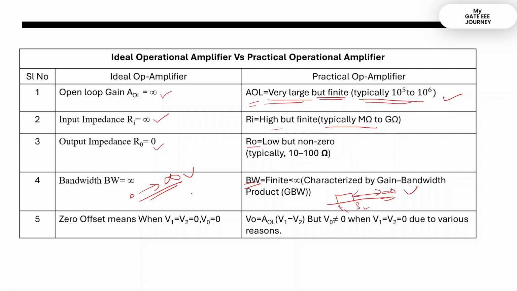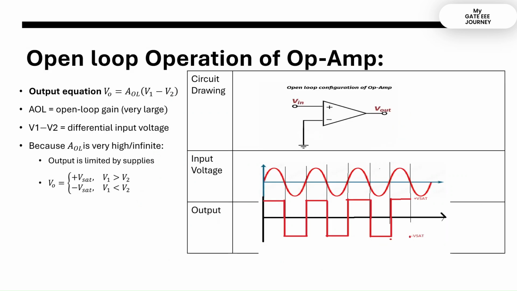And zero offset, as I said earlier, when V1 is equal to V2 is equal to 0, output is equal to 0. Here, even though V1 is equal to 0, V2 is equal to 0, output is not equal to 0. These reasons we will discuss in coming videos. This is a very important part for interviews and this GATE exam.